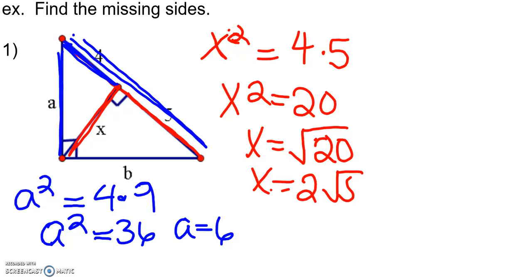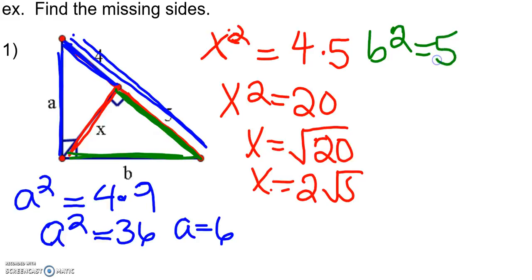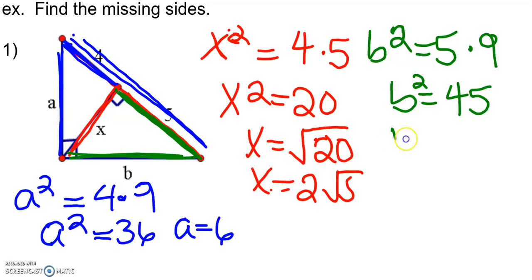Alright, and then lastly we're going to solve for b. So we have b squared equals the corresponding part of the segment of the whole hypotenuse, so that's 5, times the whole hypotenuse again, which is 9, of the big triangle. So then we have b equals 3 root 5.